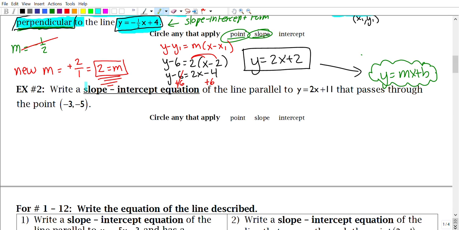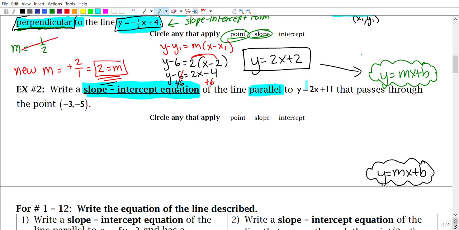Let's see right away what we were given. We want an equation at the very end that is in slope-intercept form. So again, if you want, write yourself a little reminder here so you remember what form it has to be in at the very end. Now, it says we want a slope-intercept equation of a line that is parallel to y equals 2x plus 11 that passes through the point (-3, -5).